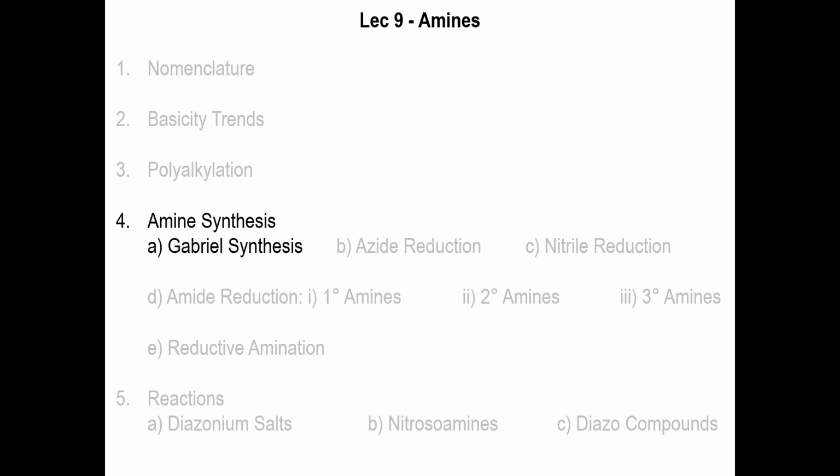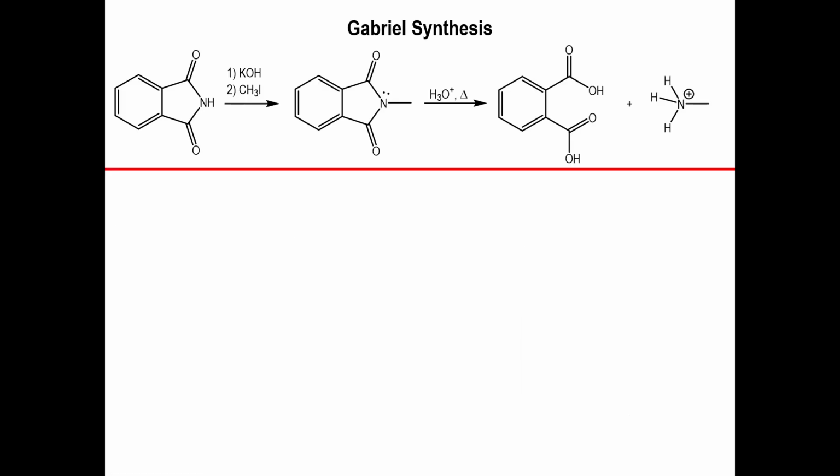Time for synthesis. As I mentioned in the previous video, now we're going to look at different ways of efficiently making primary, secondary, or tertiary amines. And we're going to start with the Gabriel synthesis.